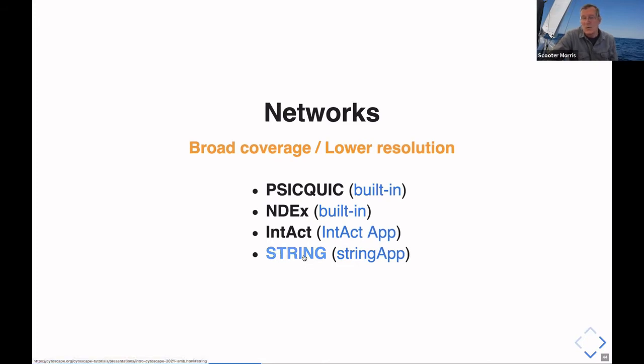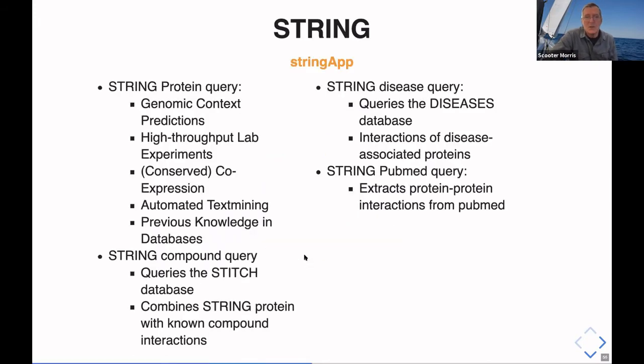And I'm going to jump to the string app and talk a little bit about that. I think it's one of the most general approaches. The string app has a number of different ways to query the string database. You can query by disease. So for example, you can ask for all of the genes, their proteins that are known to be part of Alzheimer's, and you can get a network of that.